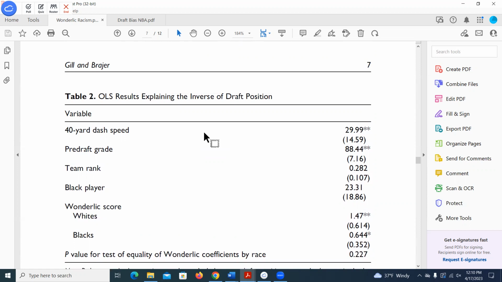Yeah, because draft positions start at 1 and then continue. So actually having a higher draft position is bad. So slower individuals are getting drafted further back, right?